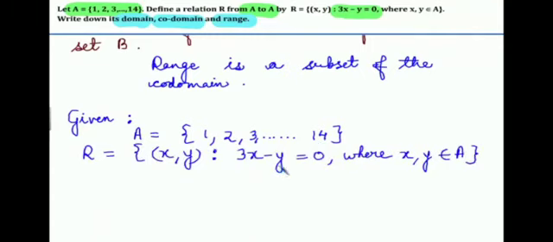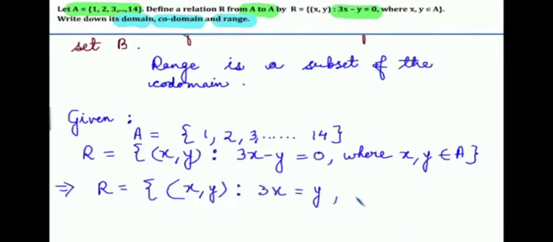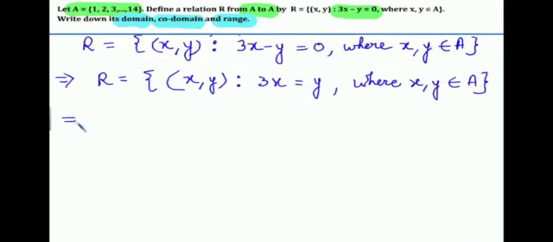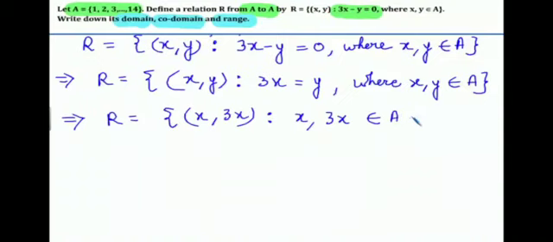R is equal to (x, y), where 3x minus y is equal to 0, where x, y belong to A. Both x and y are from A. So we can also write the relation R, denoted as R, with 3x minus y equal to 0, so 3x is equal to y, where x, y belong to A. So what will the relation be? In place of y, I can write 3x, because here you defined 3x is equal to y. So x and 3x both belong to A.